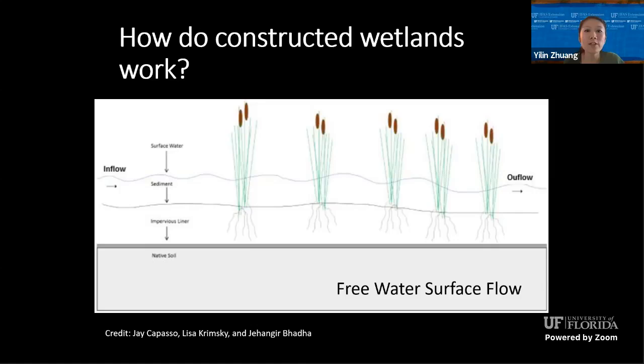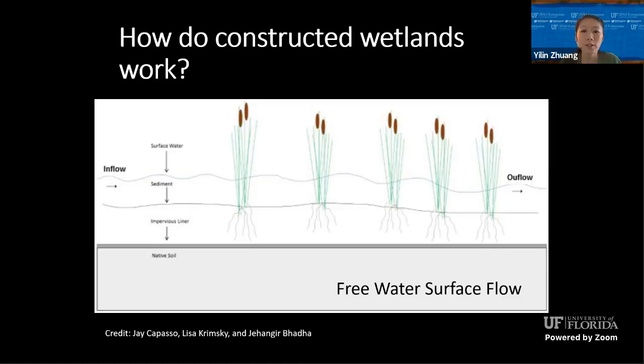A free water surface system can be a natural wetland. It can also be a constructed wetland. Constructed free water surface flow systems look just like natural wetlands. As surface waters flow through the wetland, particles settle, and chemical and biological processes retain and transport contaminants. Surface flow systems represent about 60% of the treatment wetland systems in North America. They are generally less expensive than subsurface systems.